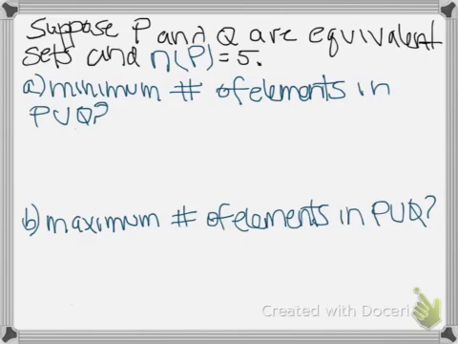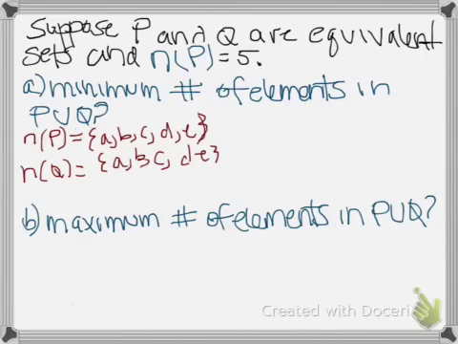So let's say we were given these two sets, and we can see that they both have 5 elements in each, with the same elements. So it's asking the minimum number of elements in P or Q. So the minimum number of elements would be 5, since there's 5 elements here and 5 elements here. And it's the minimum number of elements. So 5 elements.